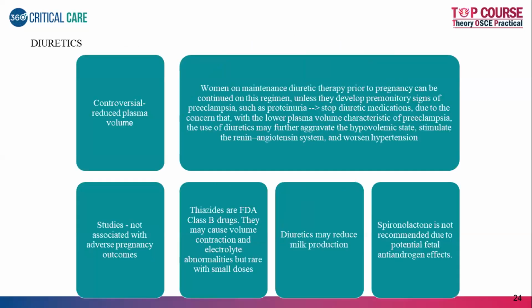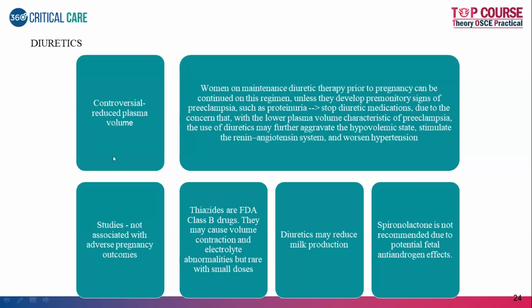Now coming to the last group of drugs, the diuretics. The use of diuretics in pregnant ladies is controversial because it causes reduced plasma volume. But those patients who are already on maintenance diuretic therapy prior to pregnancy can be continued on this regimen unless they develop premonitory signs of preeclampsia such as proteinuria. In such cases, stop the diuretic medications, due to the concern that with the lower plasma volume characteristic of preeclampsia, further hypovolemia may lead to stimulation of the renin-angiotensin system and might worsen your hypertension.